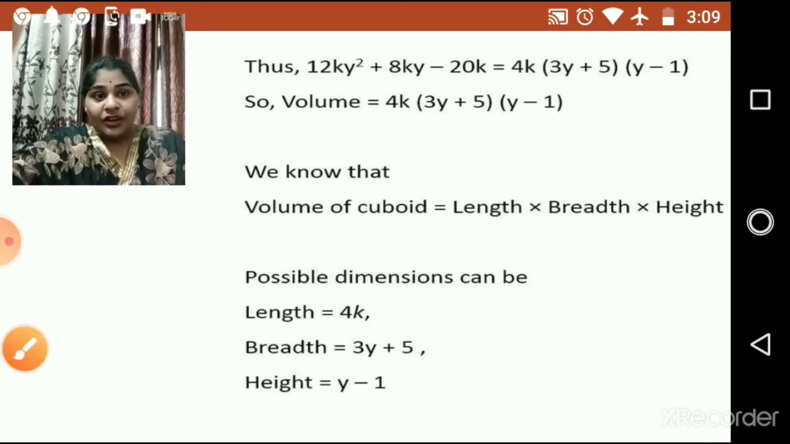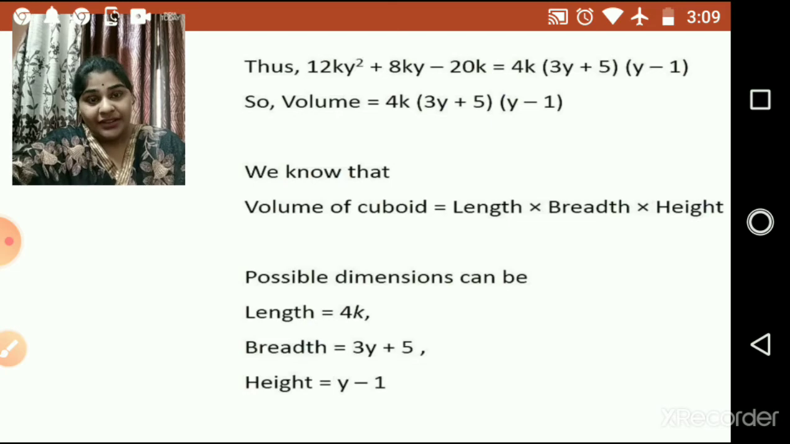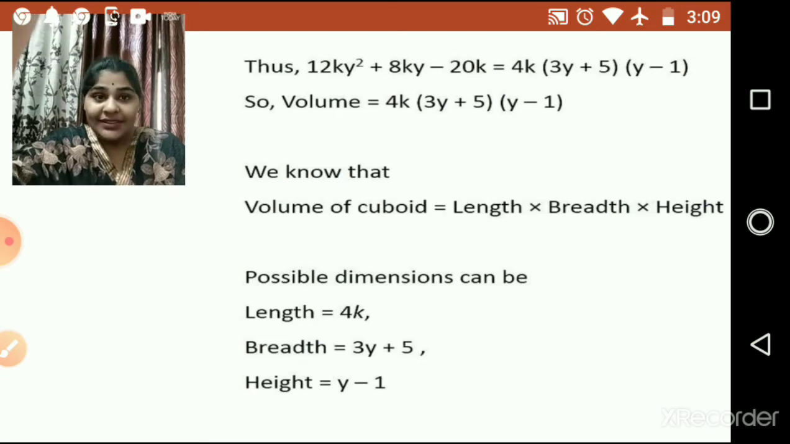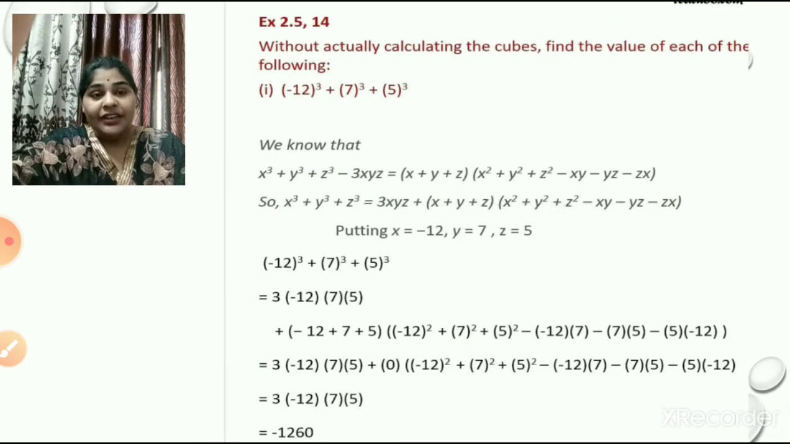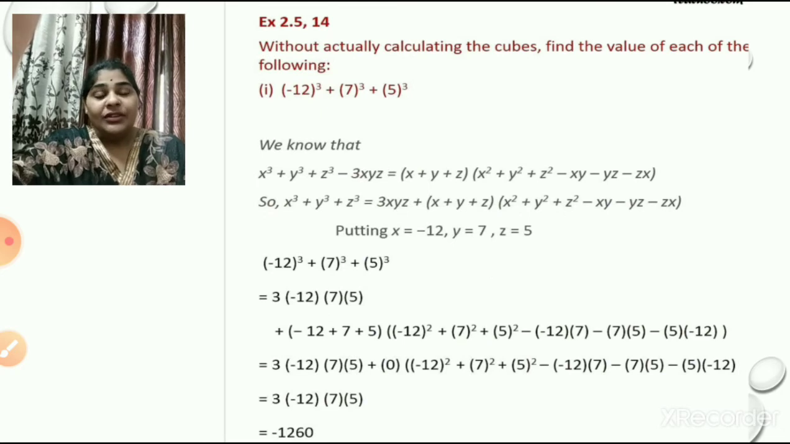So this is how you have to solve, children. Basically the basic concept of factorizing you should understand. Using of identities you should understand. You have to practice this. Okay. Now here is one more.